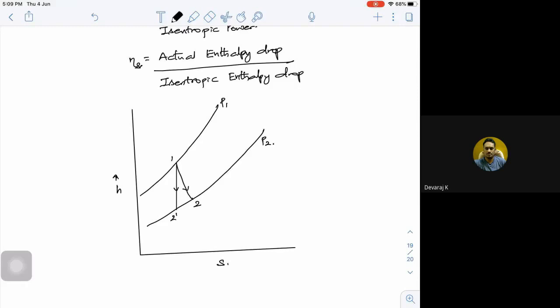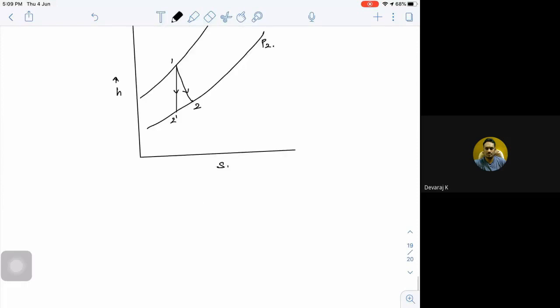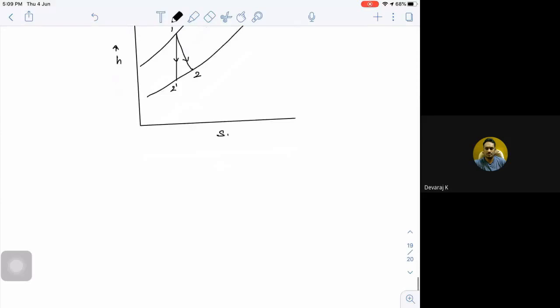If I have multiple stages, it may be a stator and a rotor, so usually we consider a particular stage. Now when you have this particular enthalpy drop, we come across certain mass flow rates.